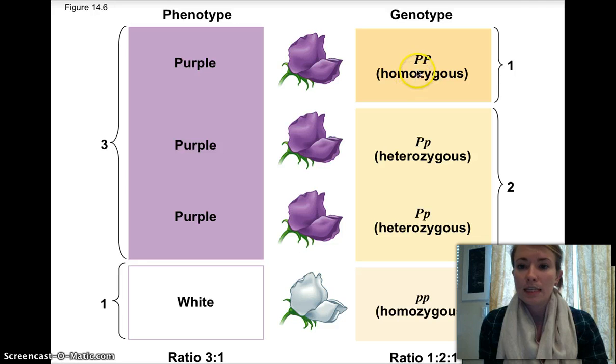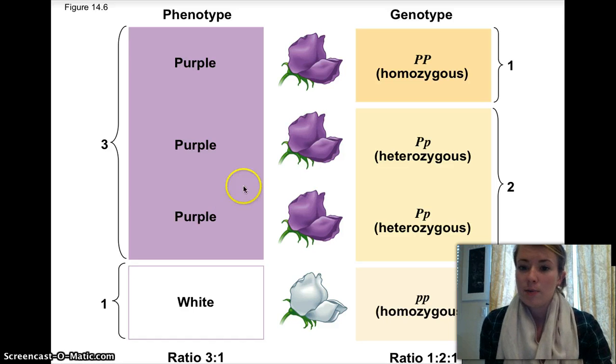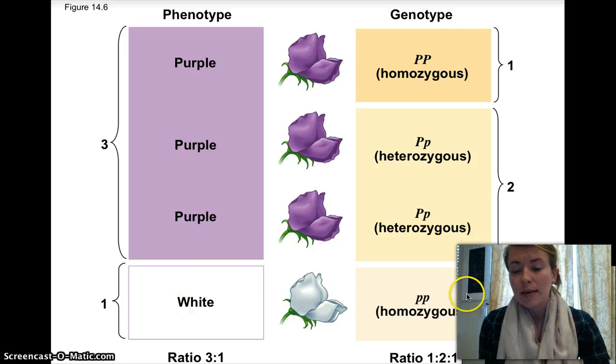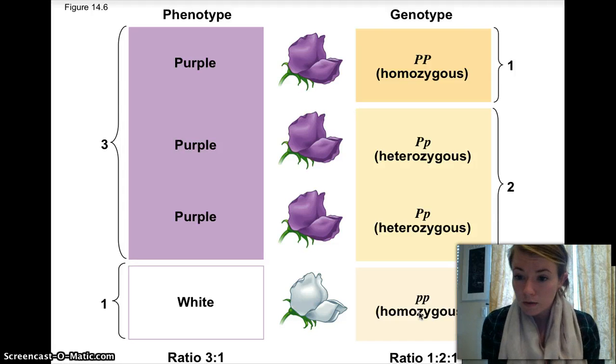His genotype is big P big P. His phenotype is purple. These two guys, their phenotype is also purple, but their genotype is big P, little p, so they're both heterozygous. This white guy down here, his phenotype is white, but his genotype is little p little p, so he is homozygous recessive. And you can see that the ratios are important also.